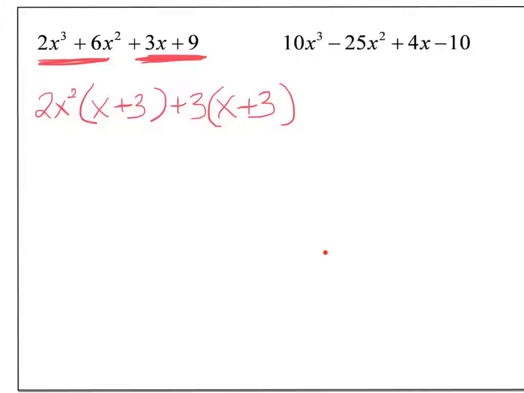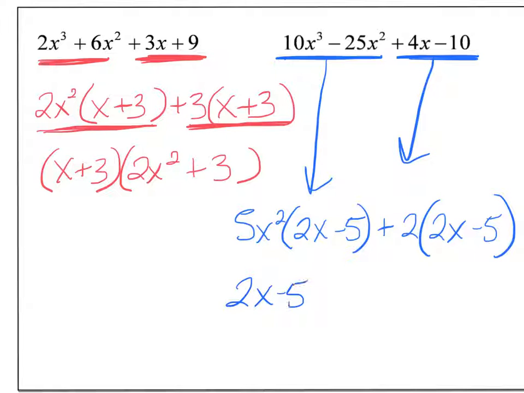Again, these should match. And if you have to manipulate signs, say I needed to pull out a negative 2, you're certainly welcome to do that. These signs need to match. Pull out your common factor of 2x minus 5 from each of those and fill in what is left over, which would be a 5x squared plus 2.